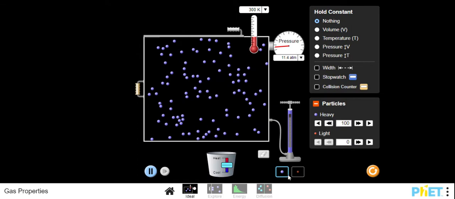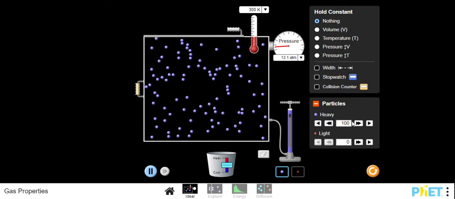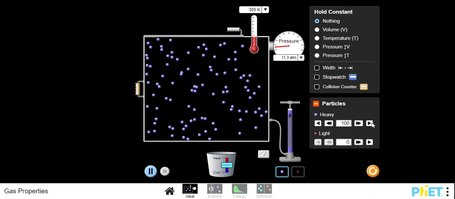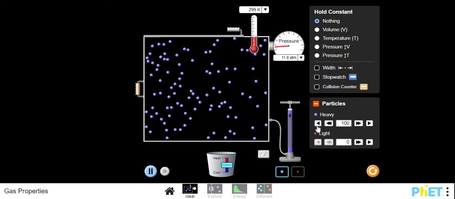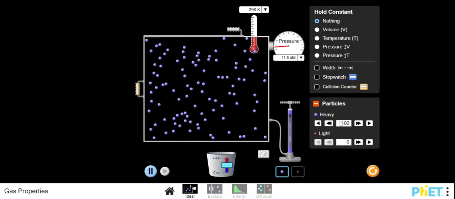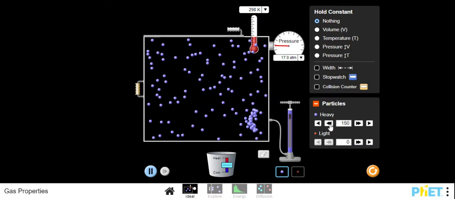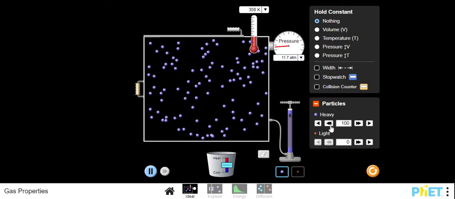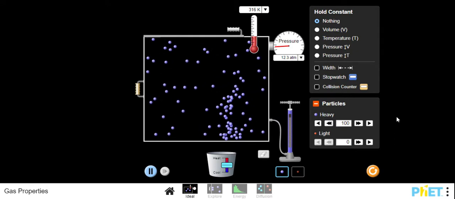Right now we're looking at these blue particles, which they call the heavy particles, which means they're a little bit bigger. All right, and right now I've got 100 of them. I could use these little arrows to add one or subtract one from the box, to remove one. Or I can use these double arrows to do kind of like 50 at a time, or remove 50 at a time, something like that.